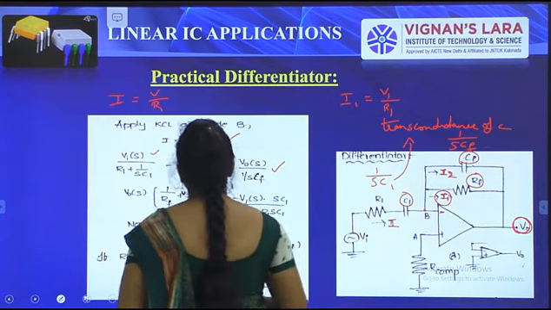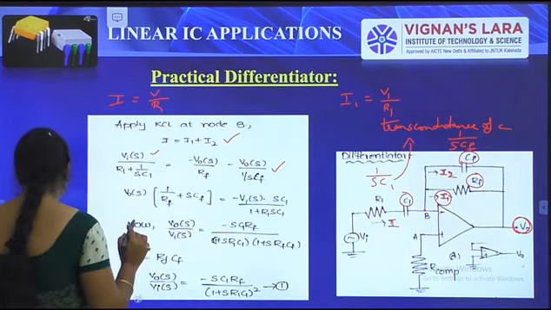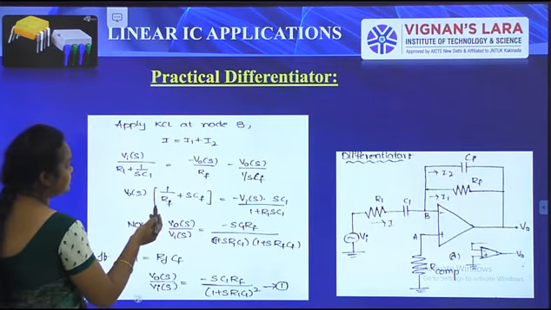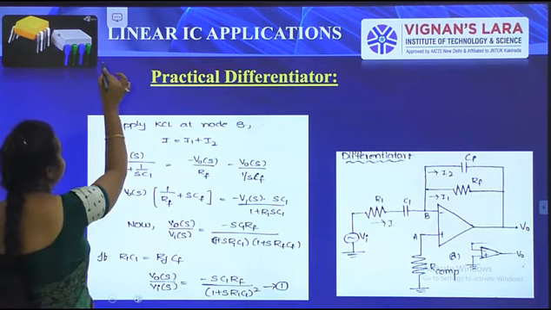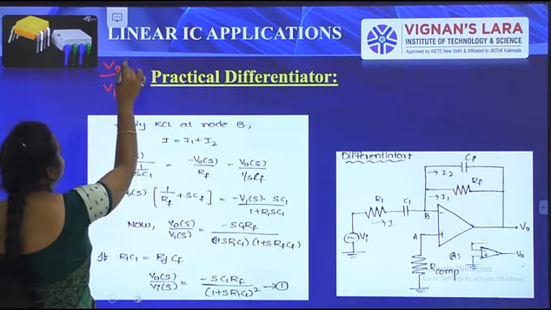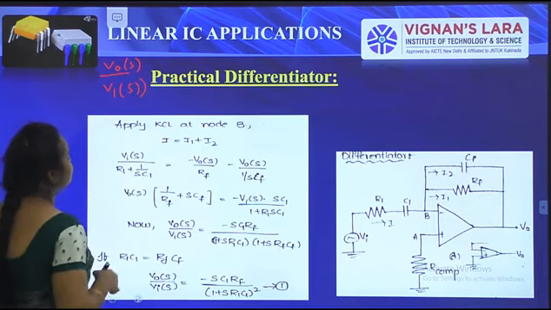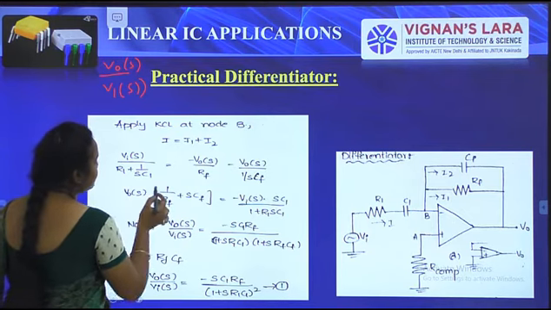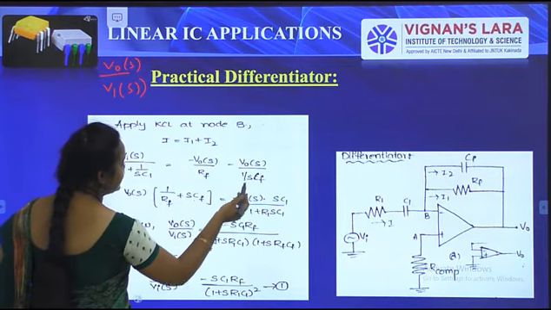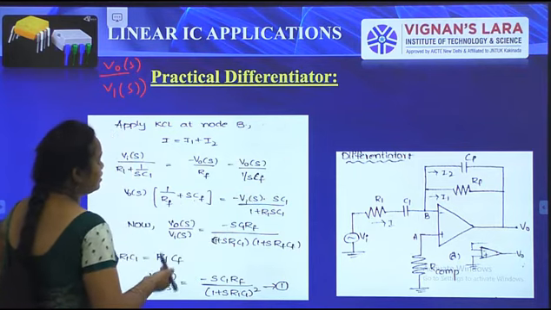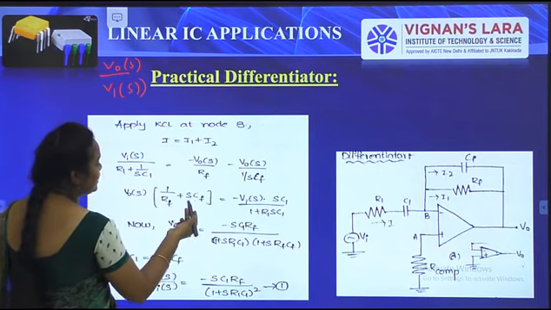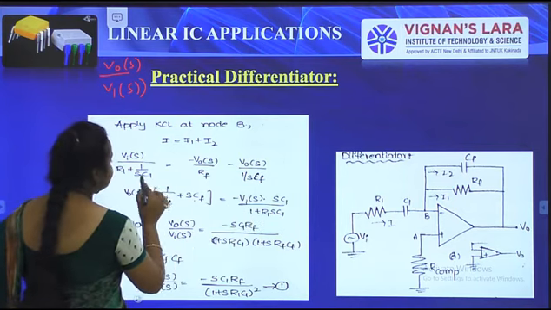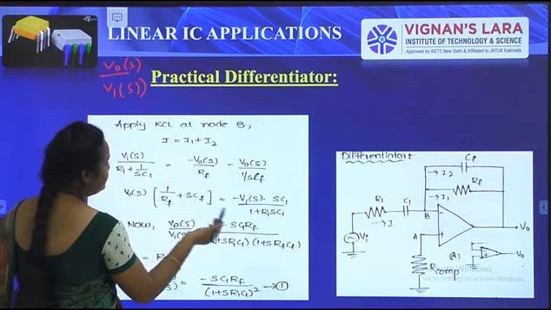Here I want only the terms having the output V0 of S. I want finally V0 of S by Vi of S. So for that I can take V0 of S to the right side: V0 of S times 1 by RF plus SCF is equal to, taking the input term to this side, minus Vi of S into SC1 by 1 plus SC1 into R1.